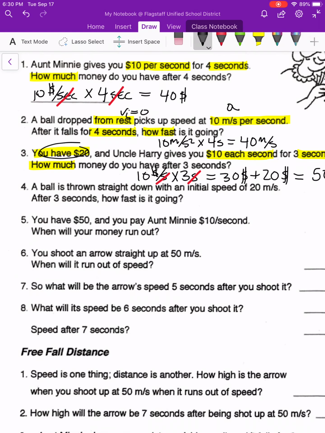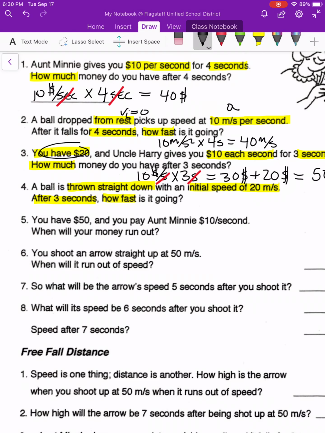A ball is thrown straight down with an initial speed of 20 meters per second. After 3 seconds, how fast is it going? So again, important information. Thrown straight down with an initial speed of 20 meters per second. After 3 seconds, how fast? So this is telling us thrown straight down. Why did I highlight that?